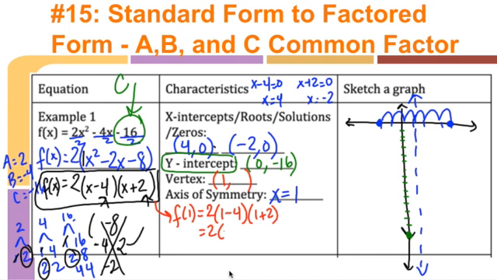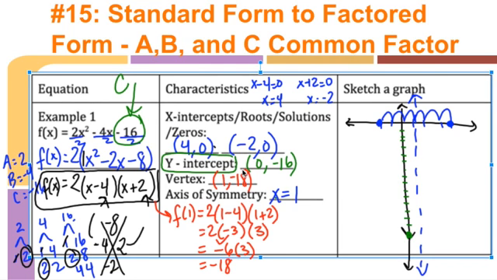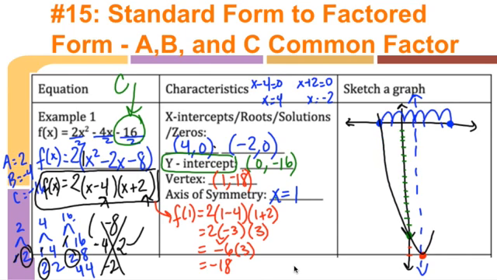So that's 2. 1 minus 4 make negative 3. 1 plus 2 make positive 3. So that's negative 6. Multiplied by positive 3, so that's negative 18. So 1, negative 18 is my vertex. So that's to the right one space and down 18. If this is 16, 17, 18. So I've got these 4 points that start to make the shape of my parabola. Okay? Let's move forward.